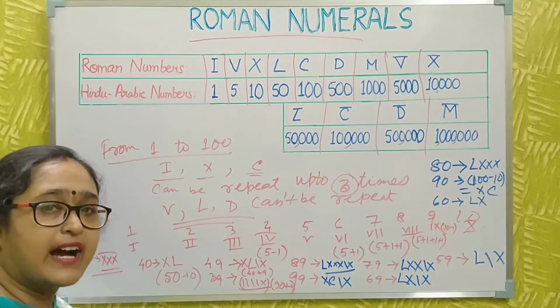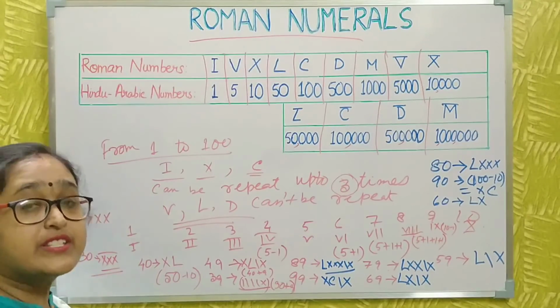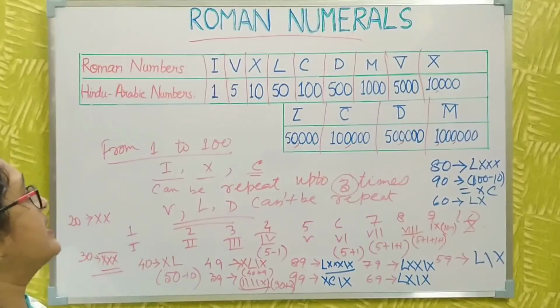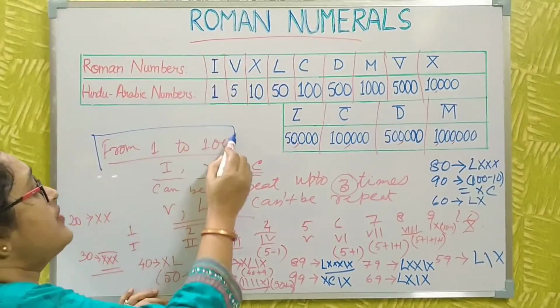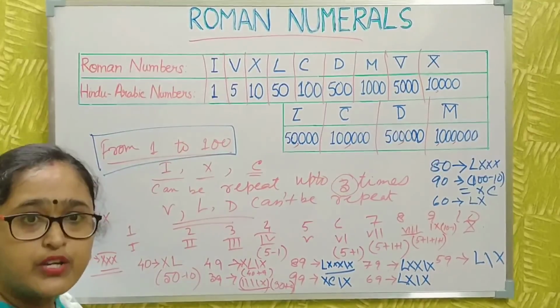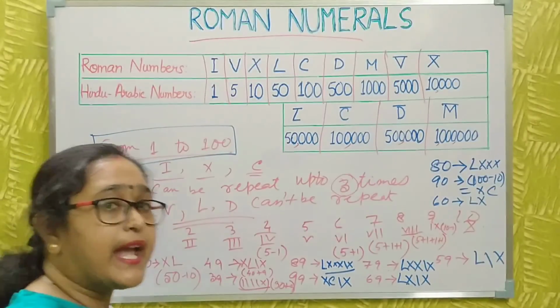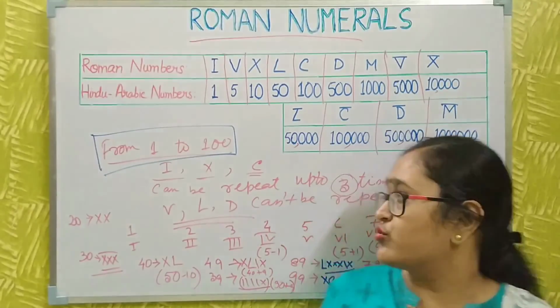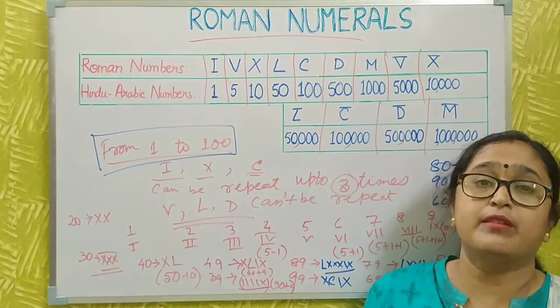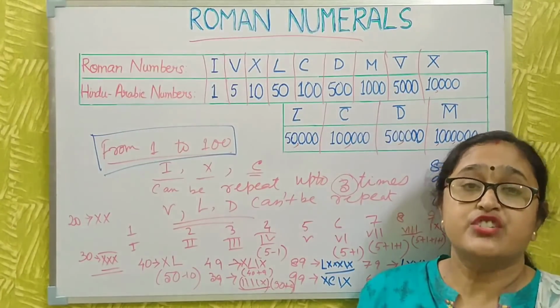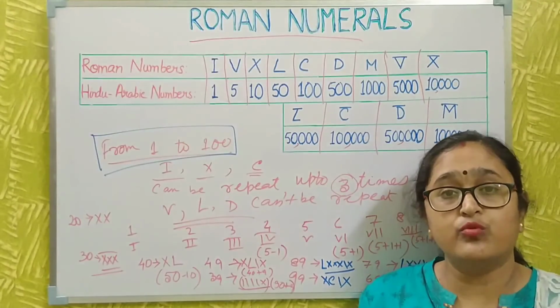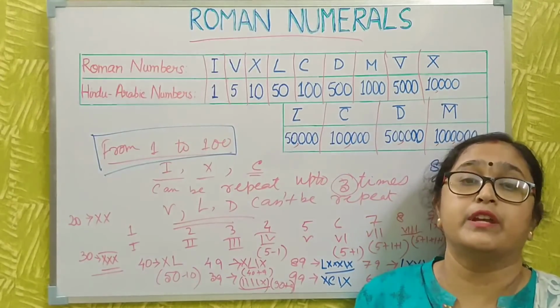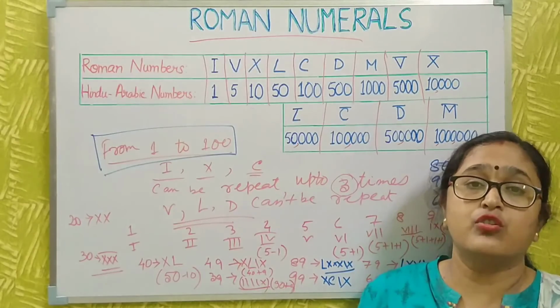That's why I wrote these Roman numerals. This is your task. You write the Roman numerals from 1 to 100 from any book and do the exercise, and also do the numbers before and after each Roman numeral. Just collect them from any book and write in your copy. Please write in your copy.